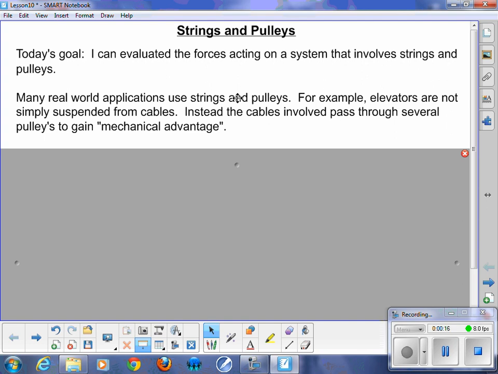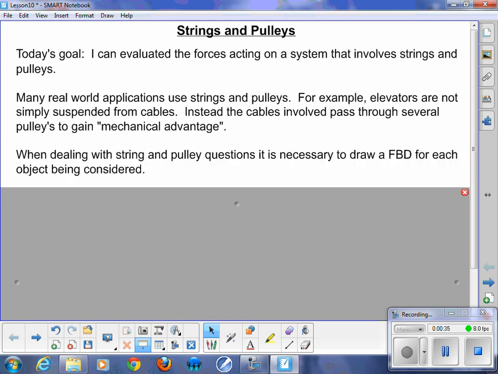So for example, we're talking about elevators, anything that involves a cable, so a winch system, block and tackle, etc. So elevators are not simply suspended from cables. The cables pass through a series of pulleys to gain some mechanical advantage. So we are going to look at how to calculate some of the tension in some simple systems, and then you get the opportunity next year, if you take a physics course, to do some of the more complex.